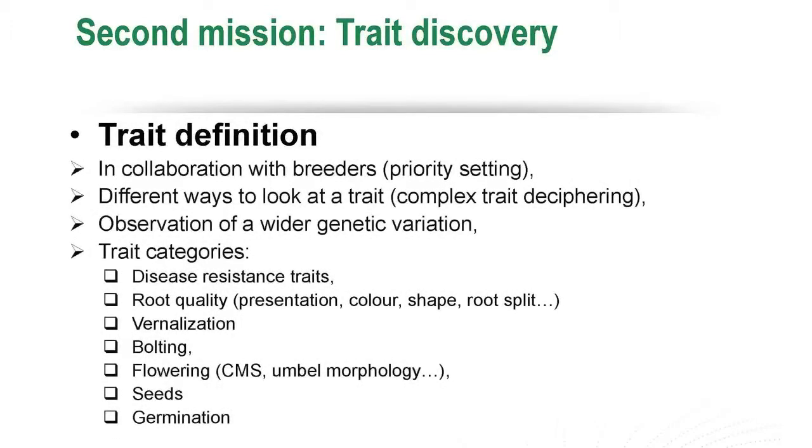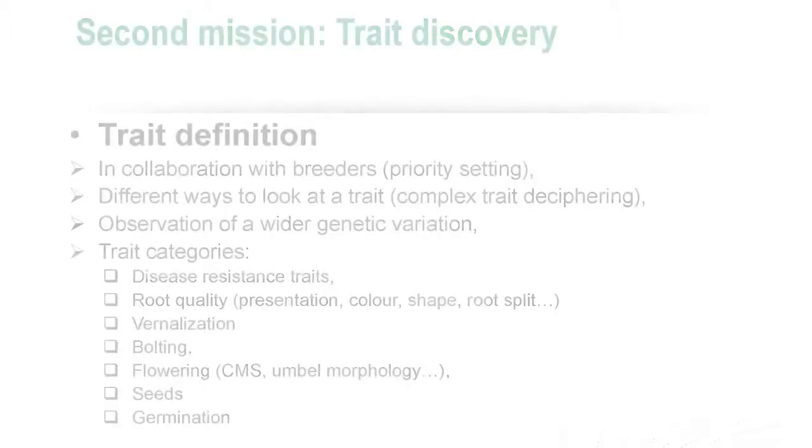The second mission, now that we have this gene bank, is to look for trait discovery. That's one of the basic jobs. About traits, the whole title was new traits, but when we discuss it, it's not really new traits. It's in fact traits that are already acknowledged by breeders as important to them. And we try to find new sources of variability for these traits. That's mainly our goal. And we try to observe a wider genetic variation. And the work is done typically with breeders to set up priorities.